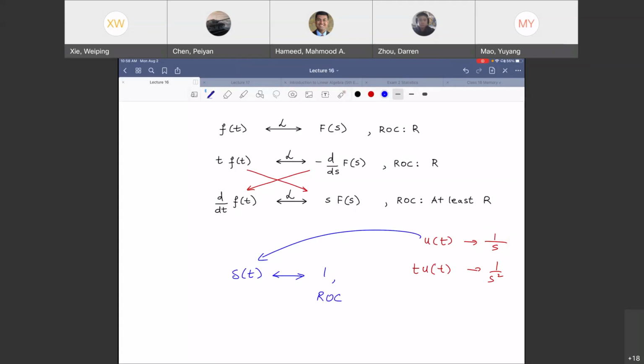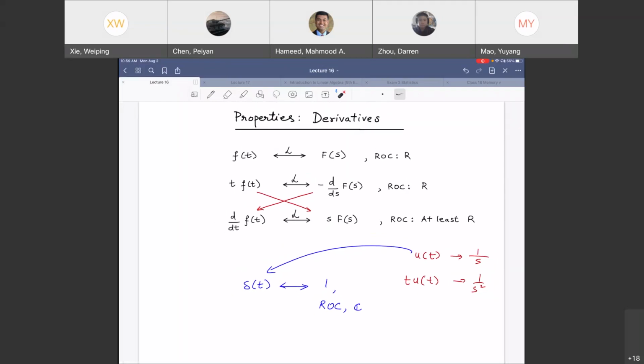ROC. All of the complex plane, right? But it is at least sigma greater than 0. But for this specific one, because we know the ROC for an impulse, we can say it's all of the plane. So essentially, to summarize these properties, when you differentiate the signal in the time domain, you increase its region of convergence, because it's at least the original one. But when you differentiate in the Laplace domain, you don't change the region of convergence.